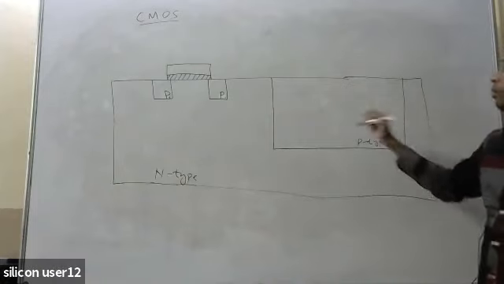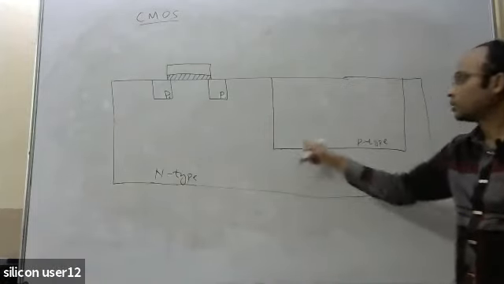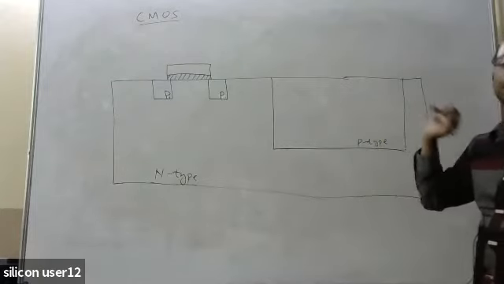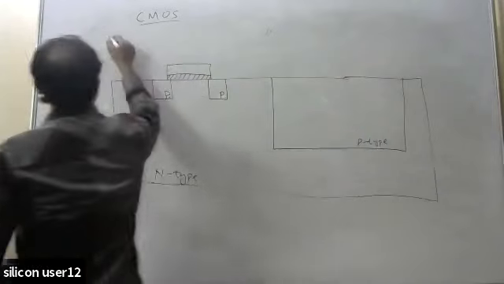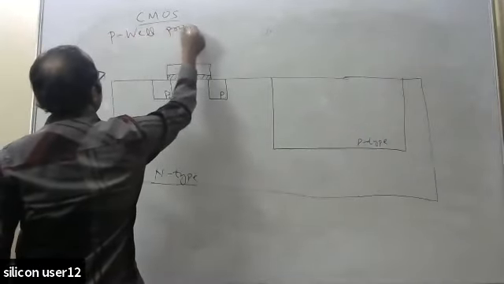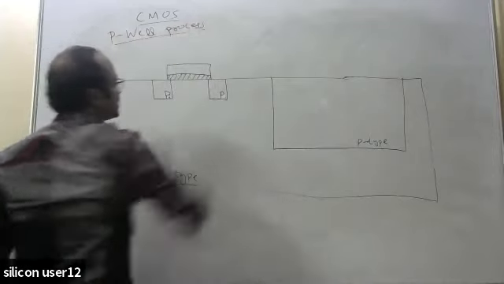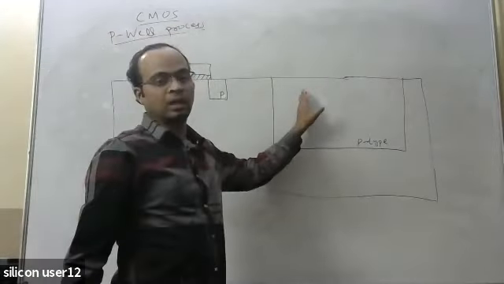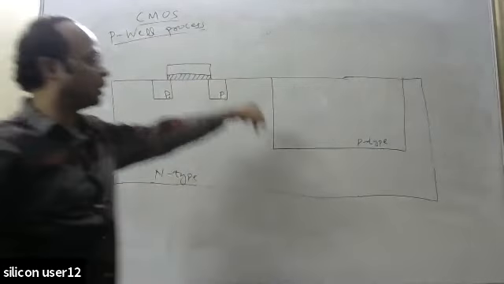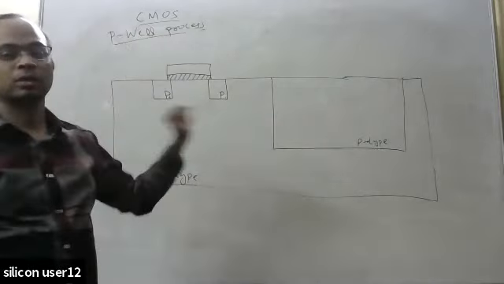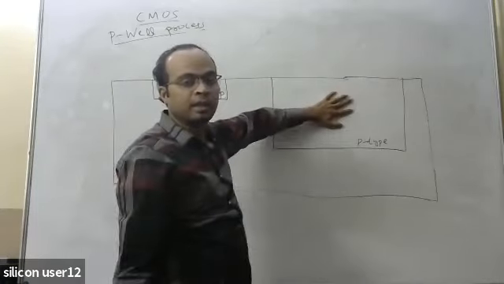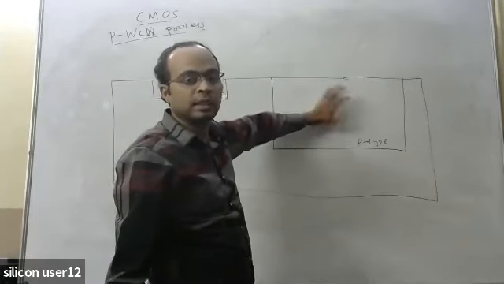Because I am creating a P-type portion inside the N-type body, it is called the P-well process. P-well means a well, like a pit. So I am creating a P-well inside the N-type body, and that is why this process is named the P-well process. Once I have this P-type body, I can create the NMOS inside it.